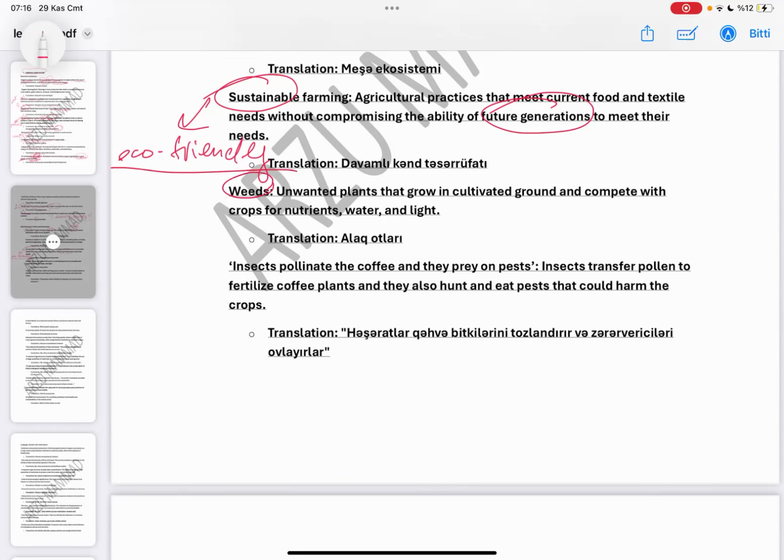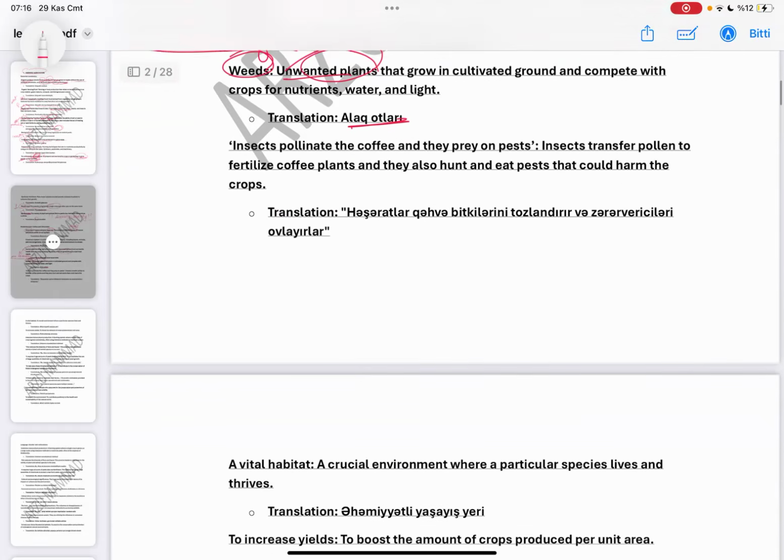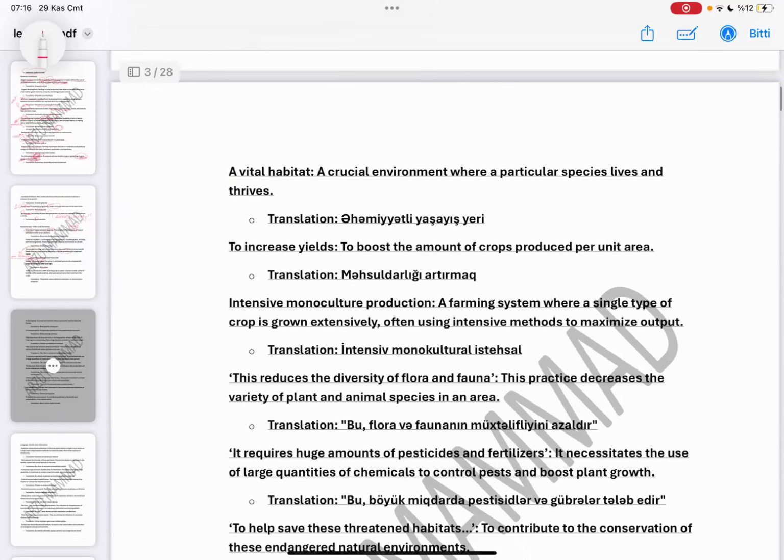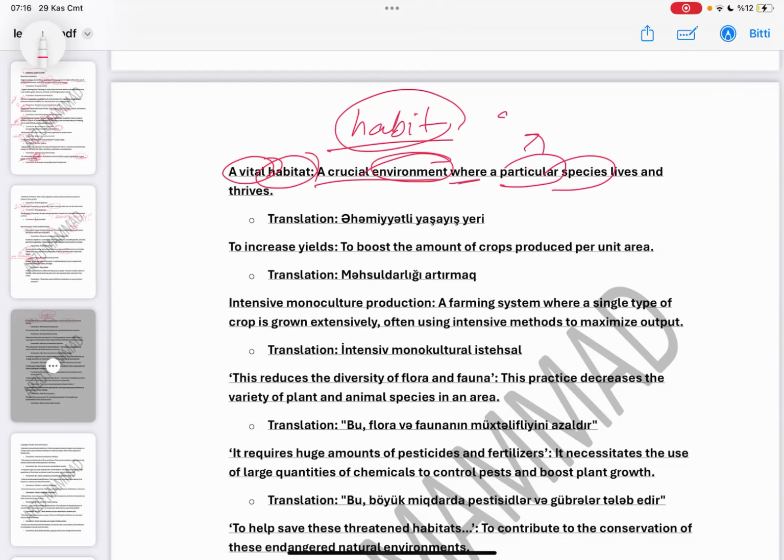Weeds, so you can see its meaning, unwanted plants, okay? Then vital habitat. The meaning of vital is significant, and when it comes to habitat, usually students think that it is the same as habit. No, habit is kind of different. It is the things that we do on a regular basis. When it comes to habitat, it's crucial. Actually, it's an environment where a particular species lives. Okay, particular, it is the synonym of specific. Species, kinds. We have already discussed it.